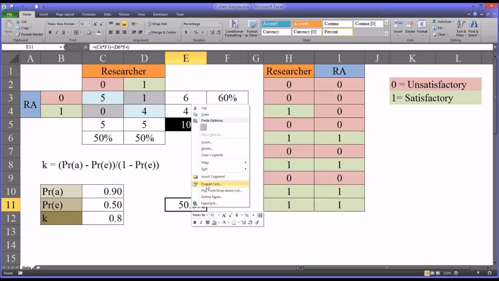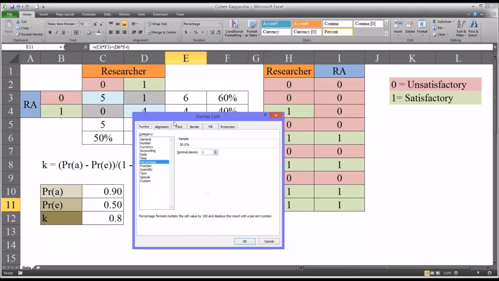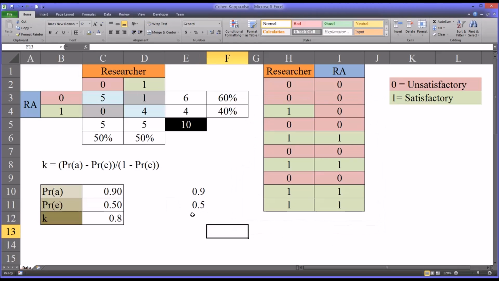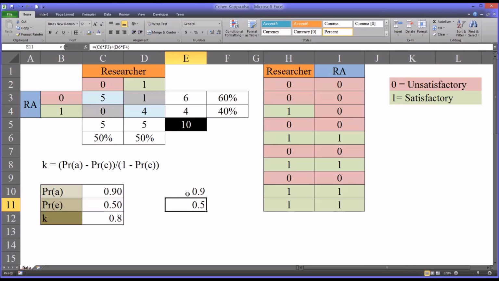So if I want to reformat that to look like the 0.9, just go here to general. Either way, it's still 90% and 50%. It's just represented as 0.9 and 0.5.